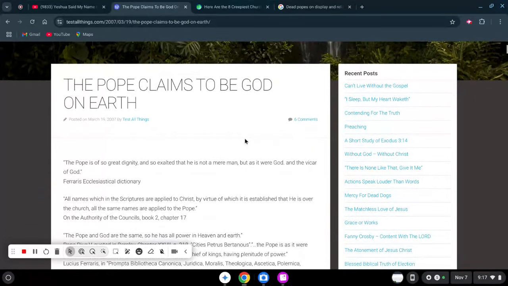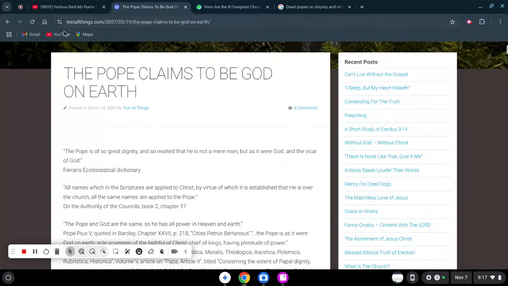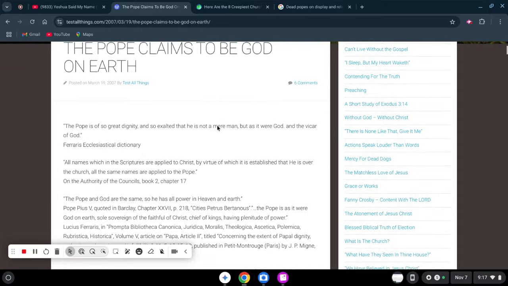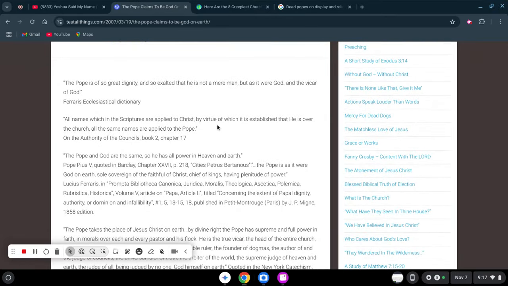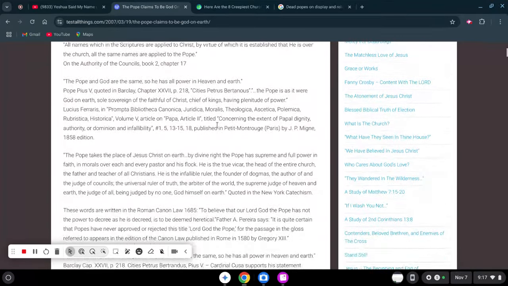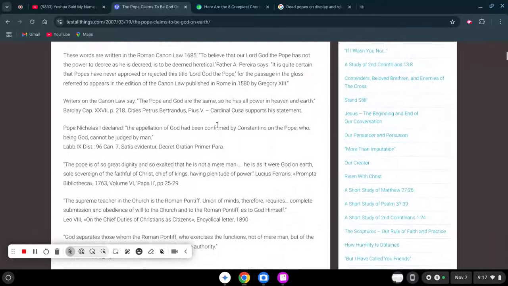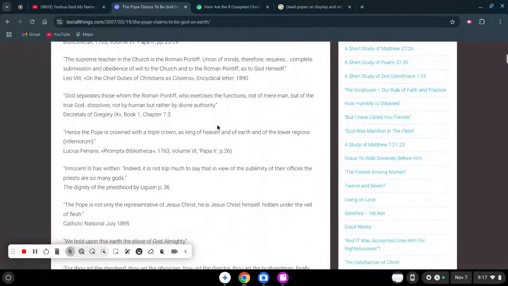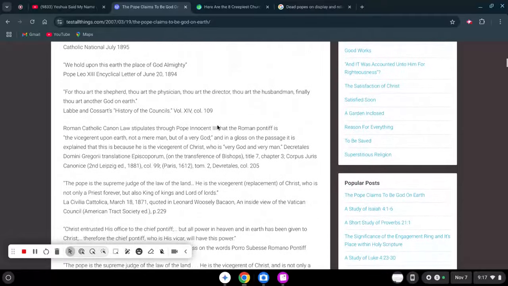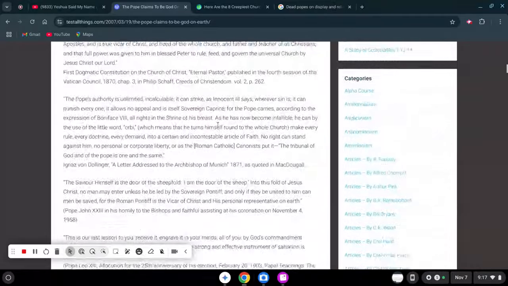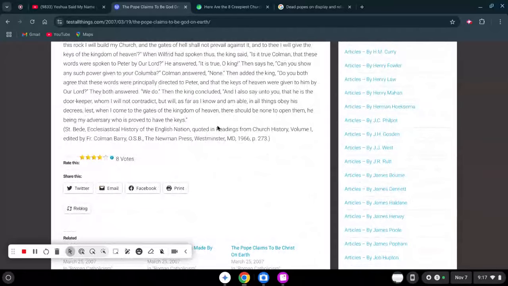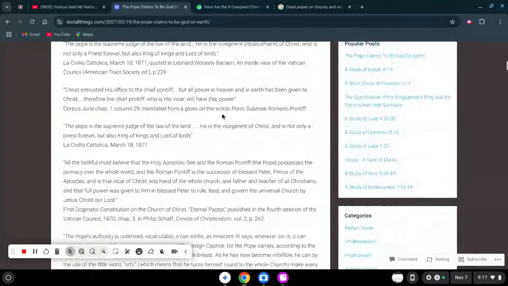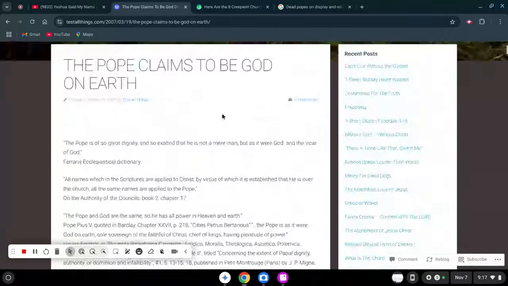The Pope claims to be God on earth. We've gone over this before. If you want to look up this particular website up here, please do so. This is every quote from popes and bishops and even Catholic literature down through the centuries claiming the Pope does not merely claim to be the representative of God on earth. He claims to be God on earth, which fulfills Daniel's prophecy stating that he will exalt himself above all that is called God and all that is worshipped.